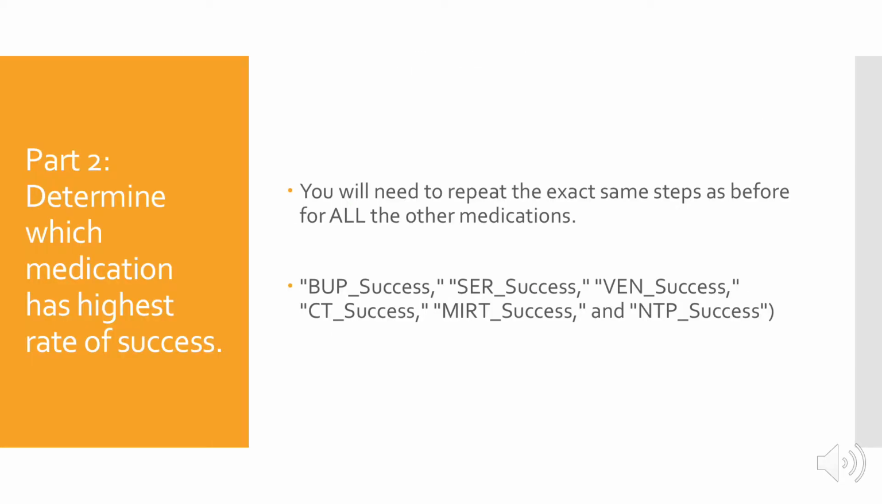For part 2, we are asked to determine which medication has the highest rate of success. To do this, we must repeat the same exact steps as we did to find CIT success, but this time we will be replacing it with the remaining 7 medications as listed on the slide. And make sure again to always click the gray eye icon and select count. So you're just going to do the whole process again, but this time we are going to insert BUP, SER, BEN, CT, MIRT, and NTP.